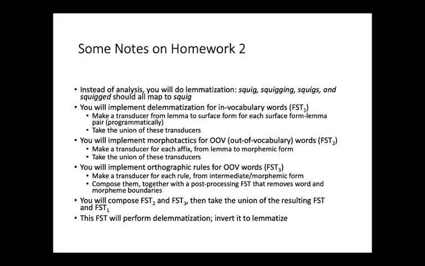Easy peasy. Then you'll implement morphotactics for out-of-vocabulary items. So you make one transducer for each affix. You'd have the recognizer for the lemma, and then the transducer part that adds the affix, concatenated together. And you'll make one for each of the affixes. So for ing, for ed, for s, for nothing. And then you'll take the union of those.